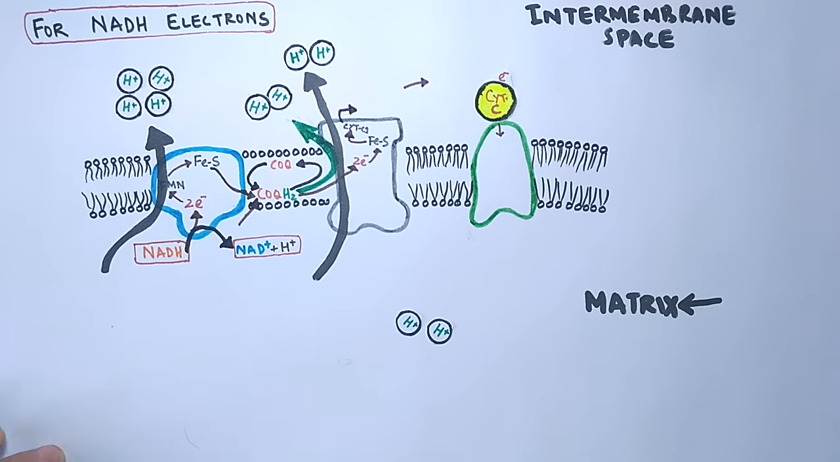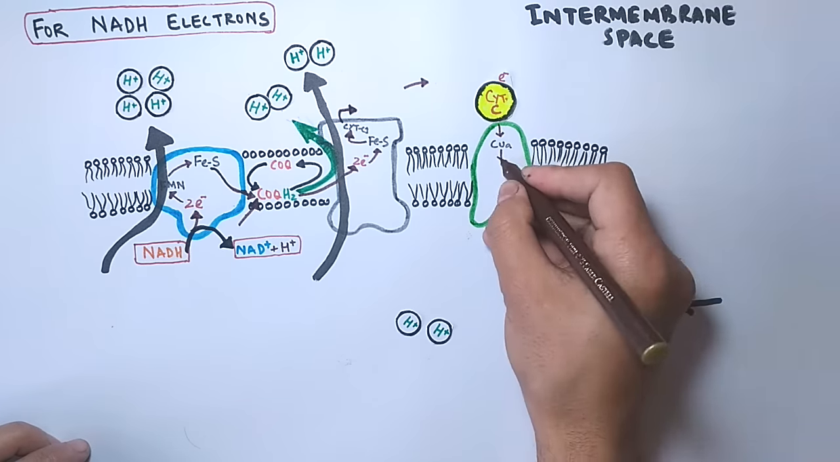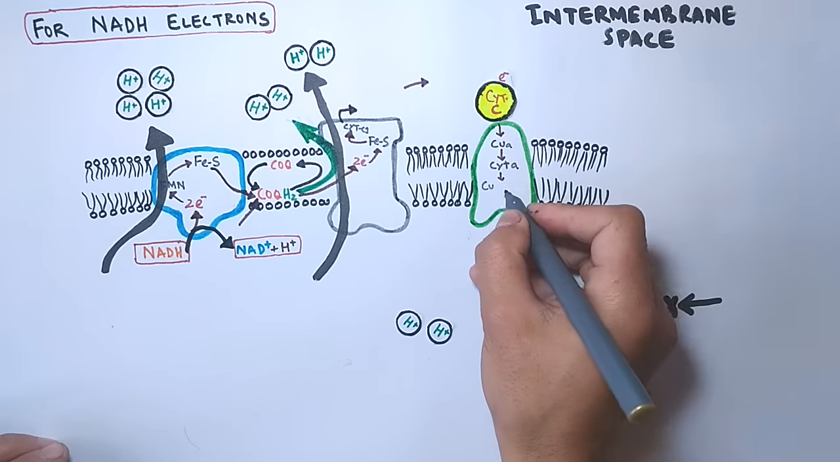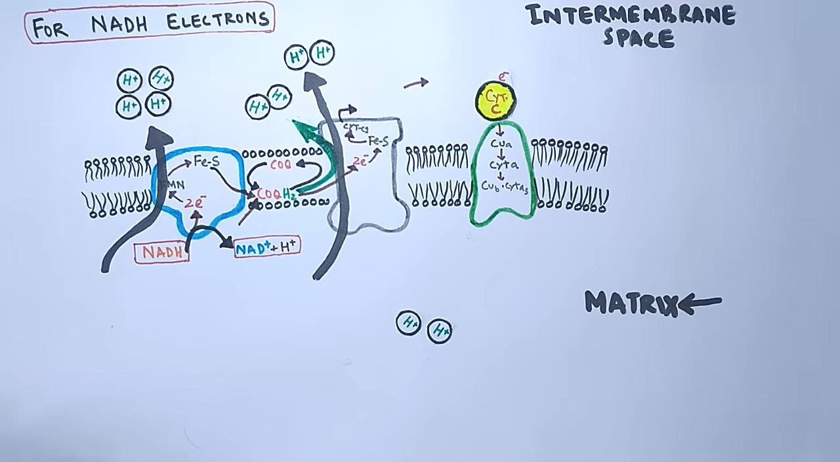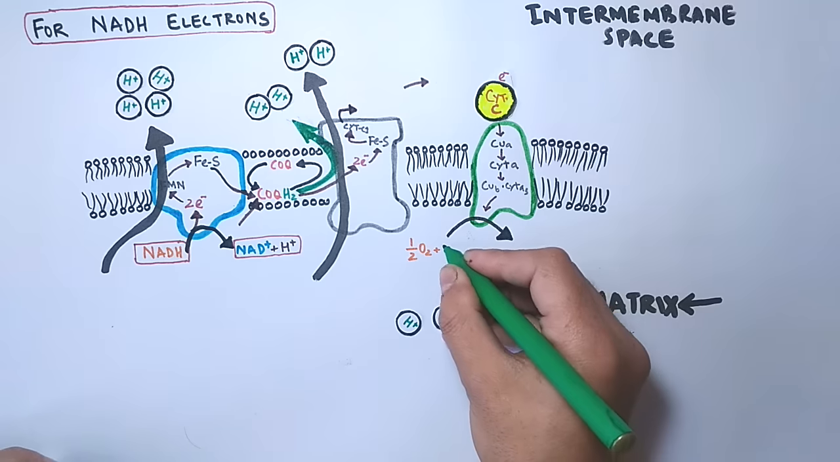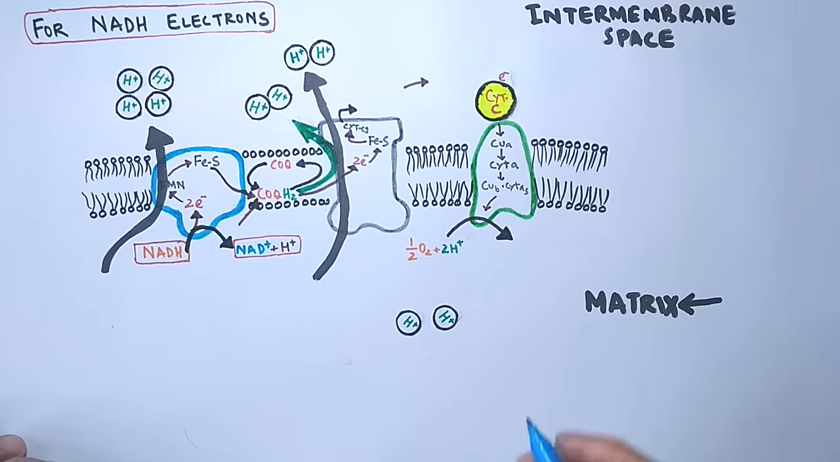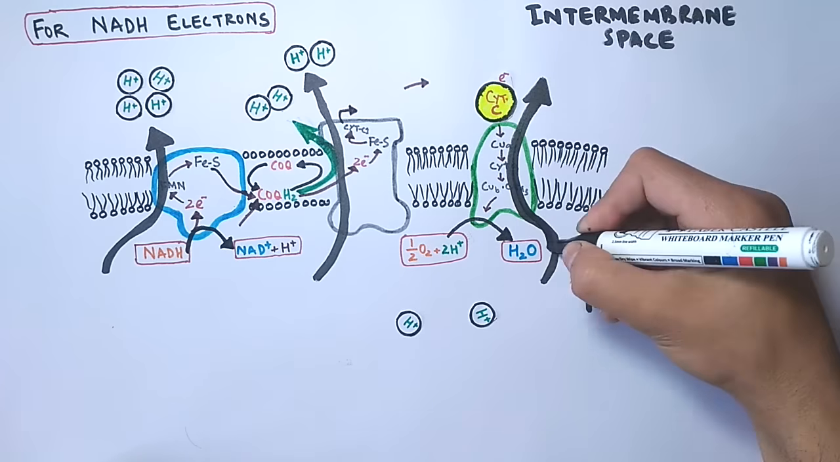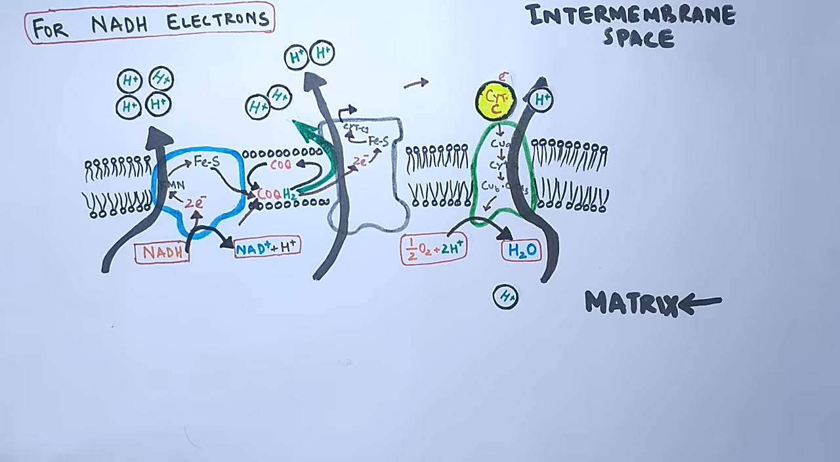And after a delivery of one electron to the complex 4, it jumps back to the complex 3 and carries another electron. Then within this complex 4, the electrons are transported again one at a time, first to a pair of copper ions called CuA2, then to cytochrome A and other cytochrome molecules. And finally, the electrons are accepted by oxygen molecule, the ultimate electron acceptor, yielding us water molecule in the end. And in that last phase, another two protons are pumped into the intermembrane space. So this completes our electron transport chain for the NADH electrons.